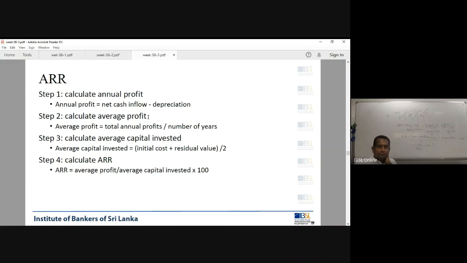So ARR is the percentage between net cash inflow, percentage between average profits and average investment. When you take the investment, it is initial investment plus residual value, right?